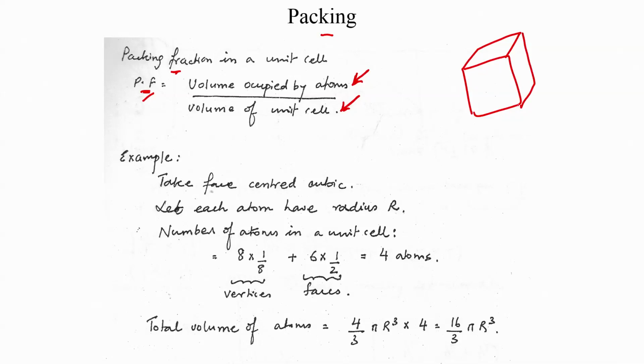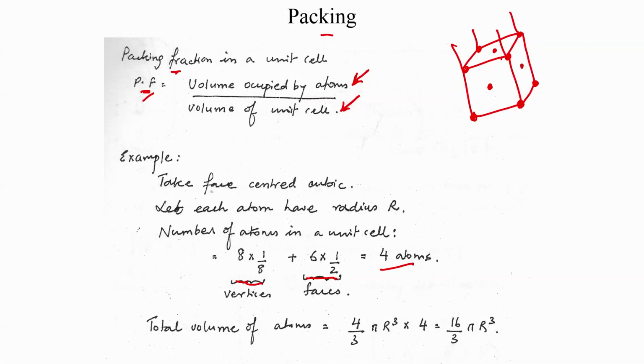So let's take a face centered cubic. So what is a face centered cubic? You have a cubic unit cell, you have 8 atoms on the vertices, and on the center of each face you have a separate atom by itself. So how many atoms do we have per unit cell? You have 8 corner atoms, and each of these is shared by 8 unit cells, and therefore it's 8 into 1 by 8, plus 6 face atoms, and each face atom is shared by 2 unit cells, and therefore 6 into 1 by 2, which is equal to 4 atoms. So there are a total of 4 atoms per unit cell in the face centered cubic crystal.